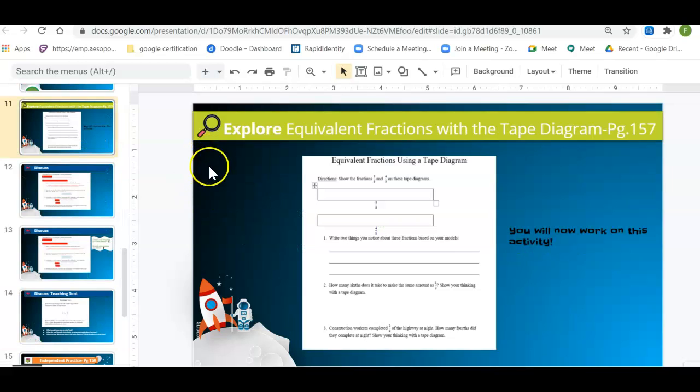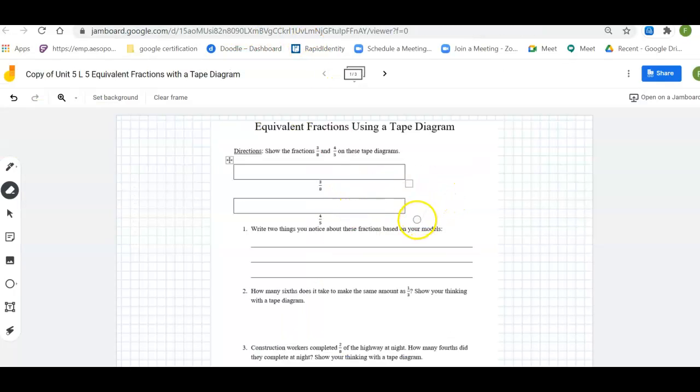So on the next slide, you're going to continue exploring equivalent fractions with tape diagram. Now this is on a Jamboard, but it's also on page 157 in your binder. So this is what it looks like on page 157, and this is what it looks like on the Jamboard. Okay, so I want you to go in and start working on that.